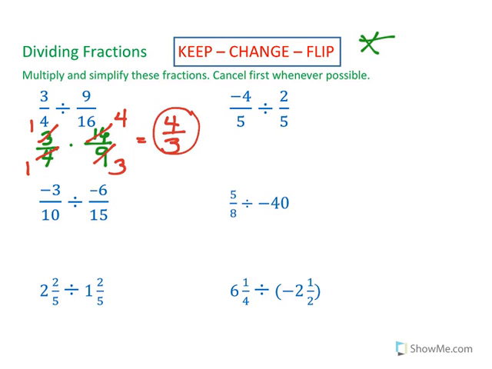All right, so here we go again. We're going to keep, change, and flip. And let's see, 5 goes into 5 once, and into 5 once. 2 goes into 2 once, and into 4 2 times. I do have a negative symbol I have to keep track of, so my answer is going to be -2.